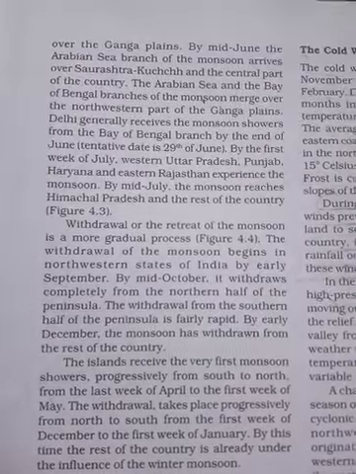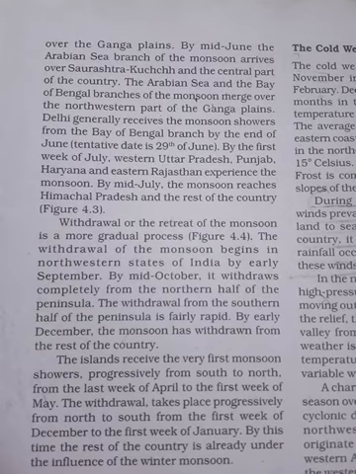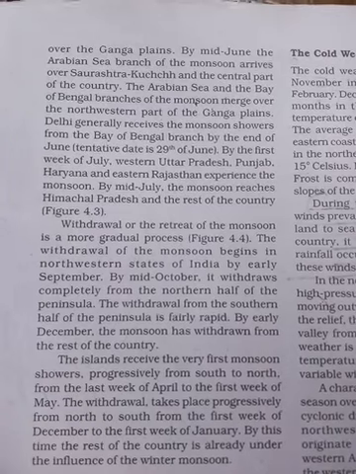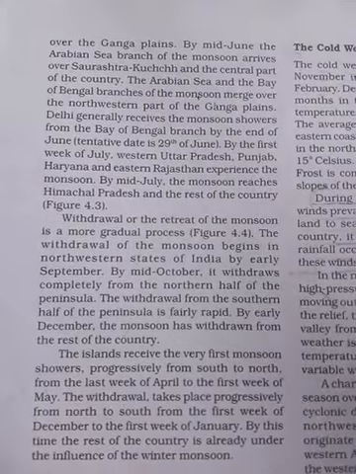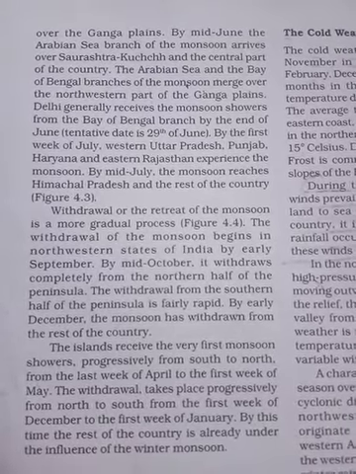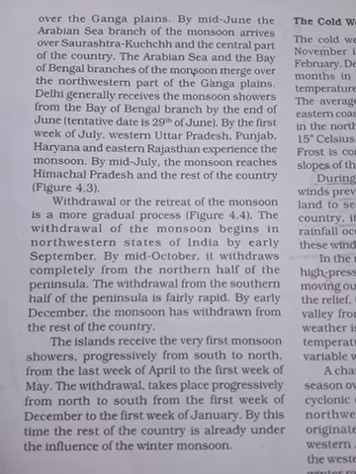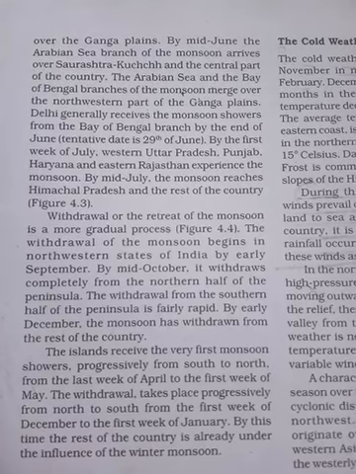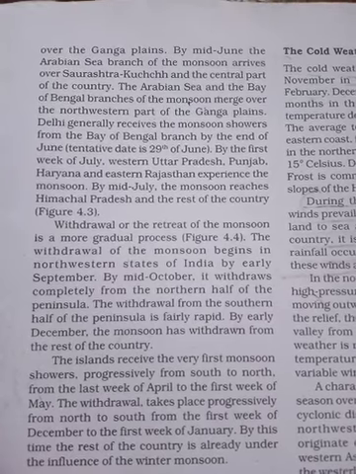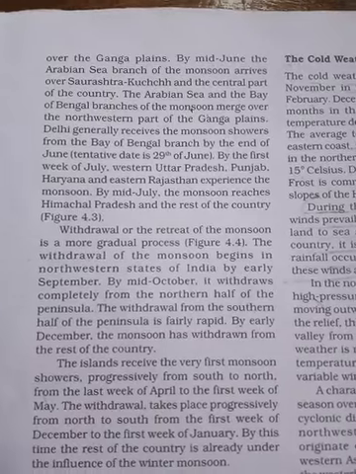The Arabian Sea and the Bay of Bengal branches of the monsoon merge over the northwestern part of the Ganga plain. Delhi generally receives the monsoon from the Bay of Bengal branch by the end of June. So Delhi gets rainfall from the Bay of Bengal side in the last week of June, may be 29 June or the first week of July.